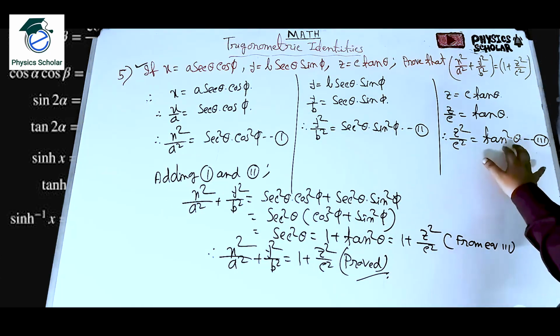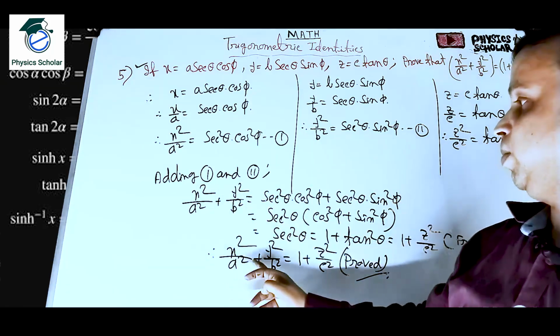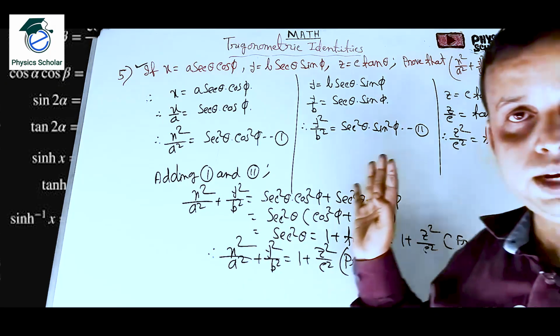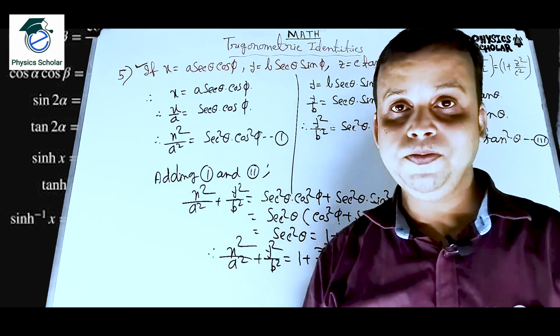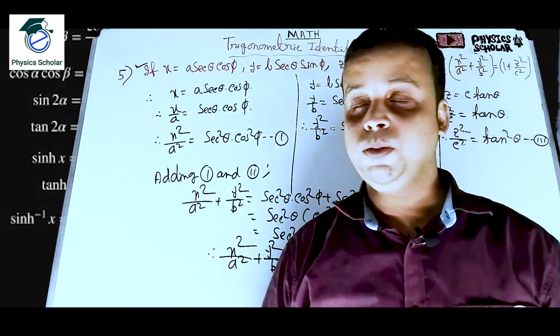So what is the value of tan square theta? From 3 we can write z square by c square. So that means x square by a square plus y square by b square is equal to 1 plus z square by c square. Proved. Clear? So very easy sum, but you have to know how to solve this. Clear? So hope you have understood this.